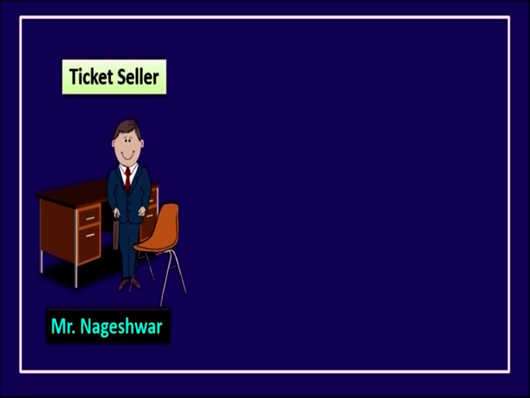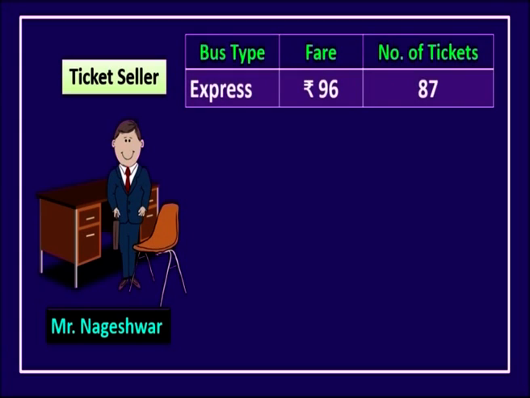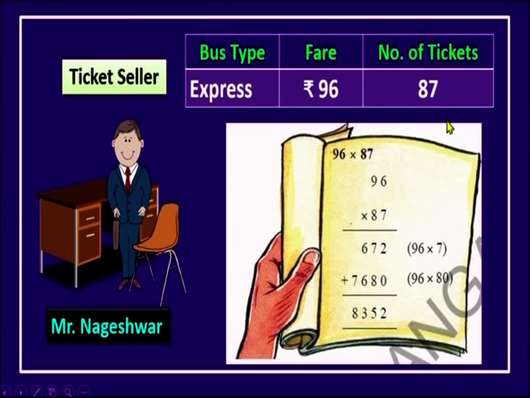But today Mr. Nageshwar's computer is not working properly, so he had to calculate manually. So let us see how he calculated the amount for this first hour. For express we have seen already the fare is 96 rupees, and how many tickets are sold, children? Yes, there are 85 tickets which were sold. Now Mr. Nageshwar has done his calculation as shown on your screen. This is how he has calculated.